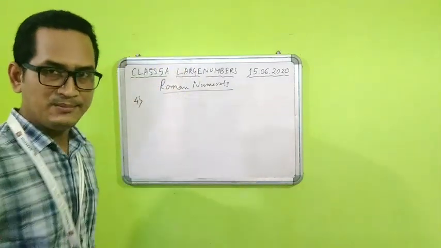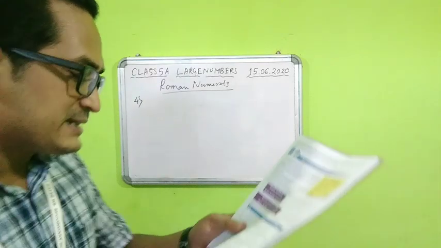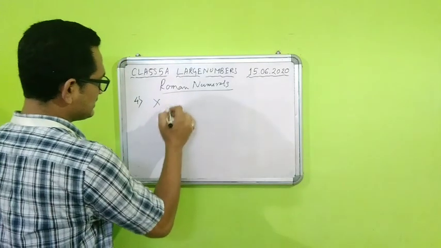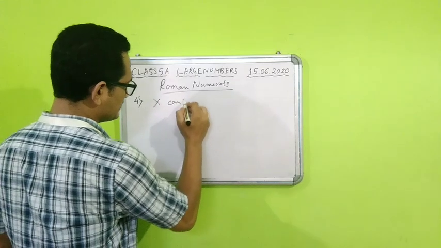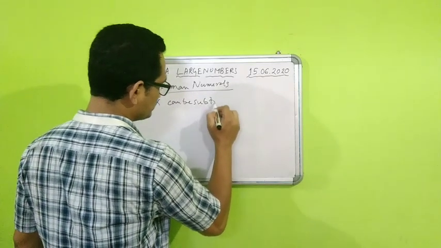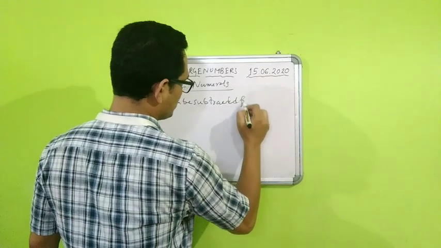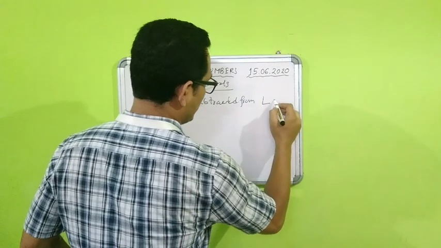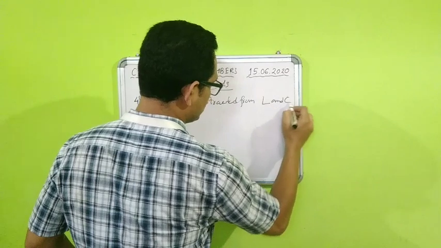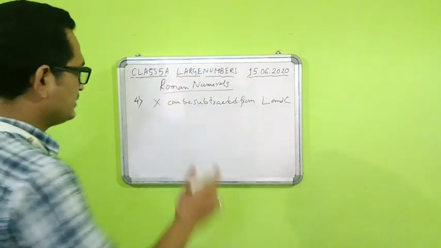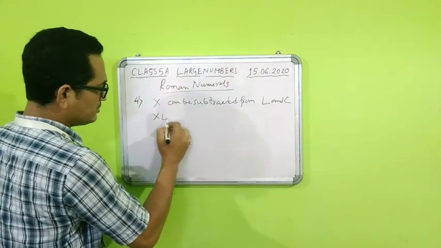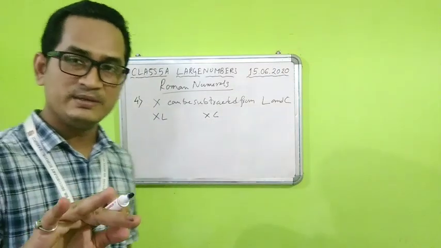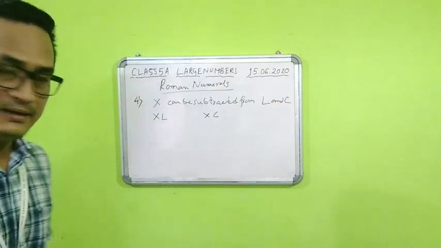So this is actually the same rule. X can be subtracted from L and C only. That means X can be subtracted from which two letters? L and C only. Now let us see that. They are trying to mean XL and XC. That means X will be subtracted only from L and C.